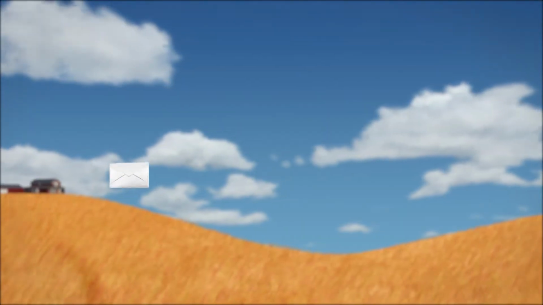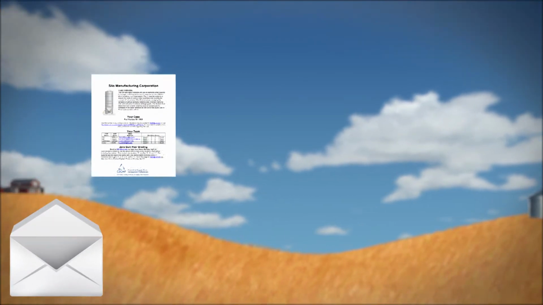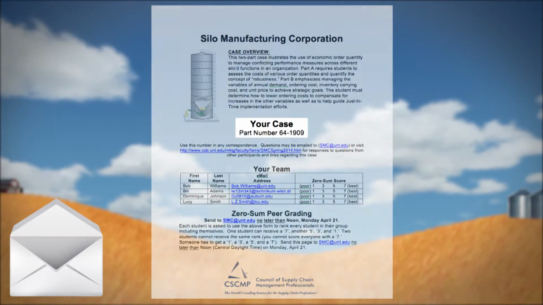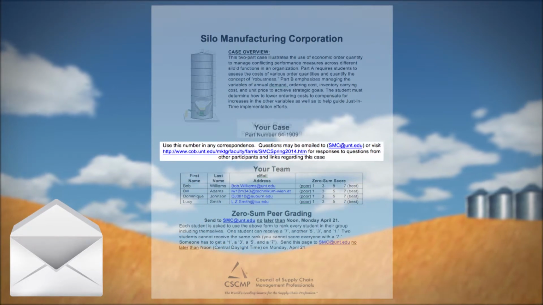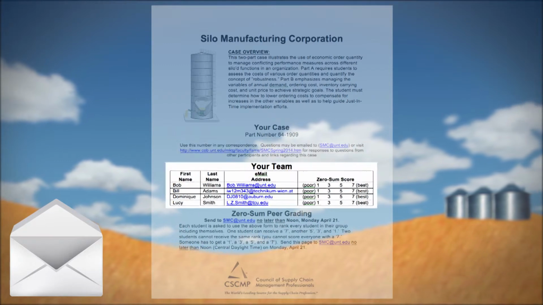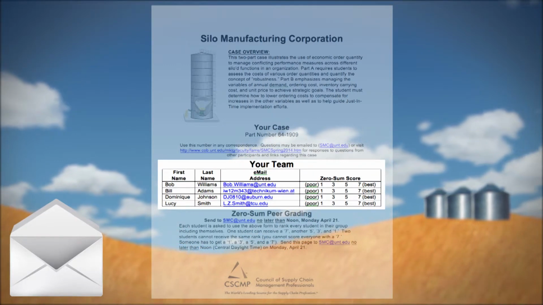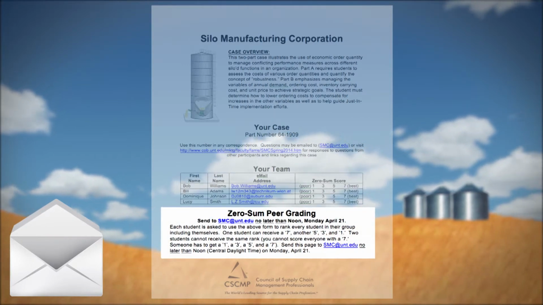There are 3 deliverables in the exercise that all students will complete: the questions in the case, a peer evaluation, and a post-exercise survey. In addition, some faculty members may have other deliverables, such as a reflections paper. You will receive your case by email. On the front page of the case will be your case version identification, which you should use in any correspondence. There'll be a supporting web page URL and a list of your members in your group and their emails. And finally, a zero-sum peer evaluation form.